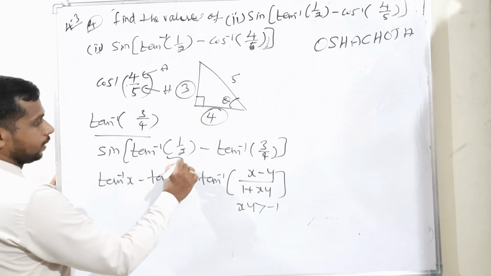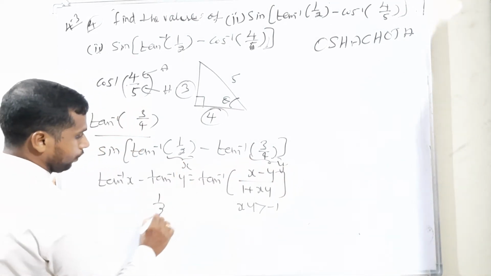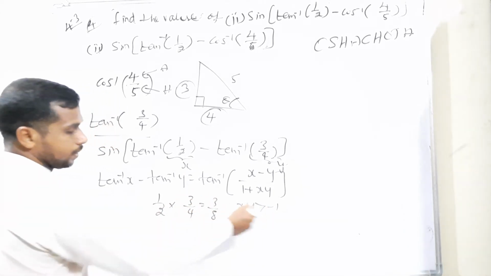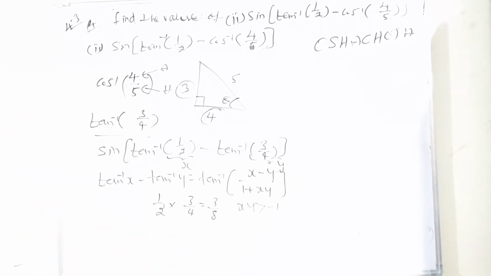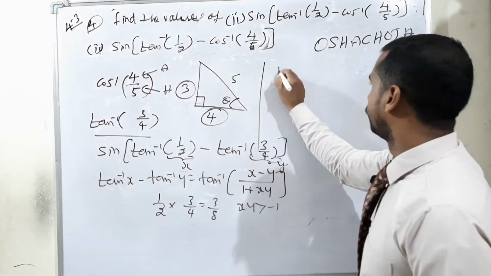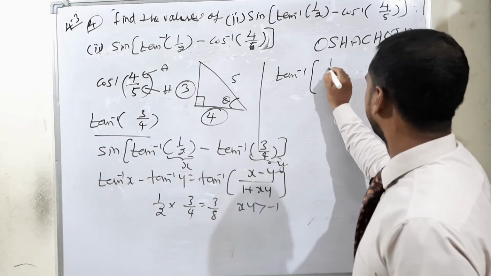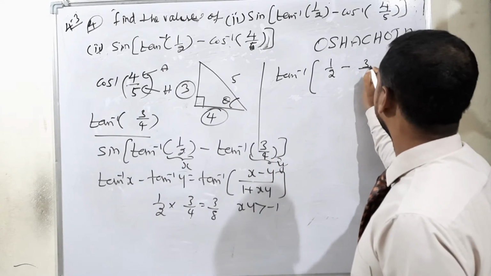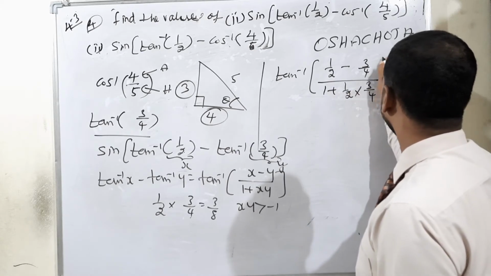So what is the x value? This is considered the x value and this is considered the y value. So x into y, 1 by 2 into 3 by 4, means 3 by 8. Simply we can say it is greater than negative 1, because we have a positive value now. So now we can apply the formula: tan inverse of x minus y, x value 1 by 2 minus y value 3 by 4, divided by 1 plus 1 by 2 into 3 by 4.